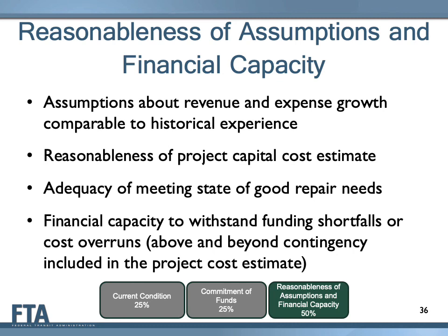The third subfactor examined by FTA when evaluating local financial commitment is the reasonableness of assumptions used in the sponsor's financial plan and the resulting financial capacity. This includes an examination of future projections as compared to historical experience, the reasonableness of the project capital cost estimate, the adequacy of the financial plan in meeting the agency's state of good repair needs, and the sponsor's financial capacity to withstand unexpected cost increases or funding shortfalls above and beyond the contingency included in the project cost estimate. The reasonableness of the assumption/financial capacity subfactor is weighted 50% when developing the summary local financial commitment rating.